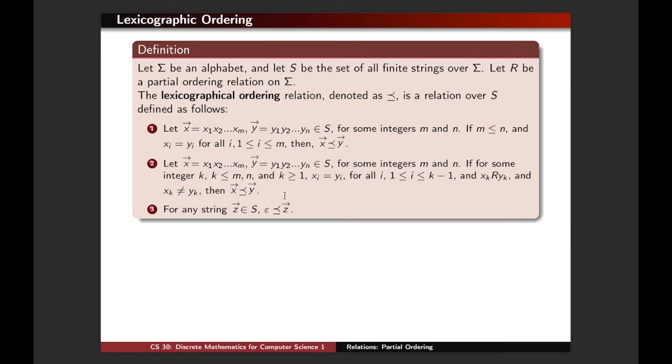Next, given two strings, string X and string Y, again, string X has length M, string Y has length N.